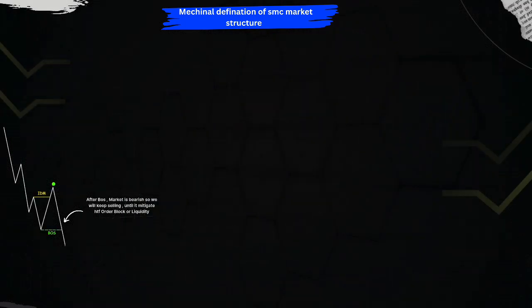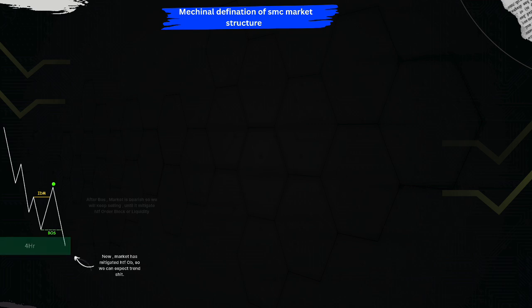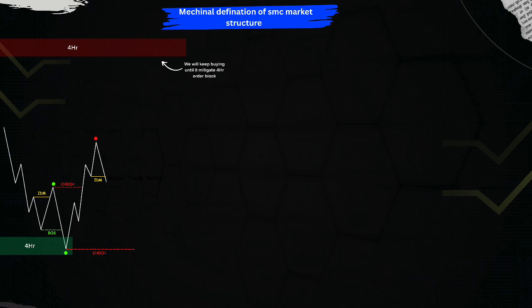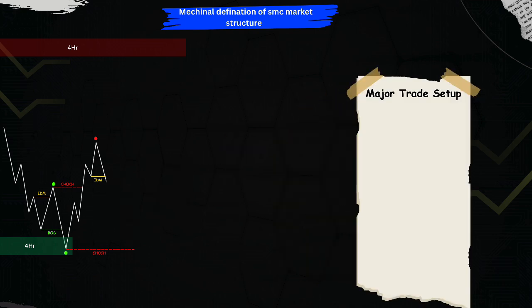After BOS, the market turns bearish, so we keep selling until it mitigates the higher time frame order block or liquidity. Now, the market has already mitigated the higher time frame order block, so we can expect a trend shift. Here, a bullish shift will be confirmed after Choch. Once Choch happens, the market becomes bullish, and we keep buying until it mitigates the next higher time frame order block. Now, we can trade in multiple ways.